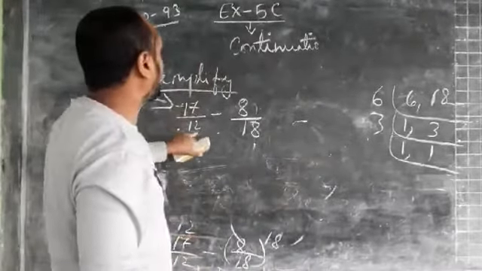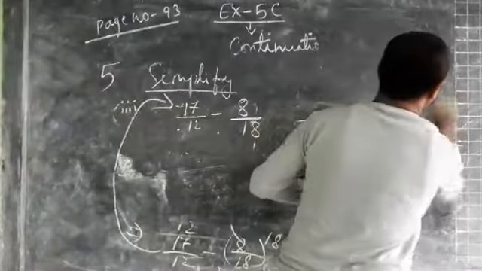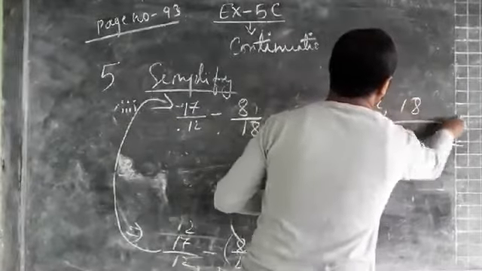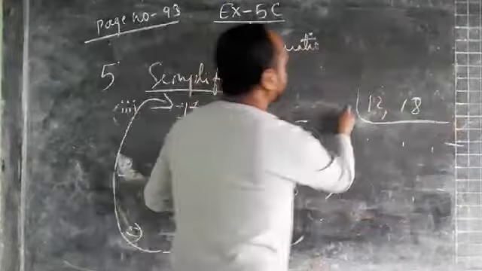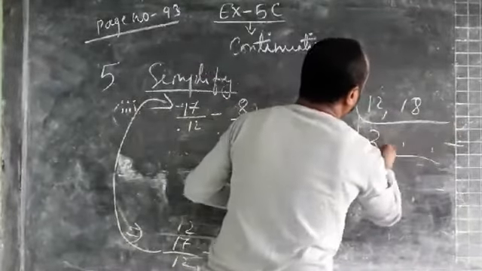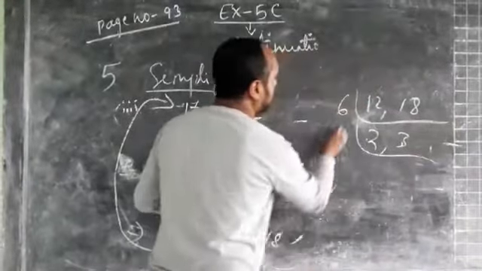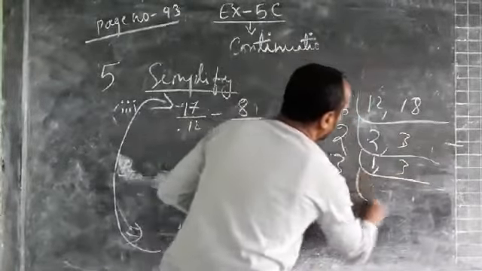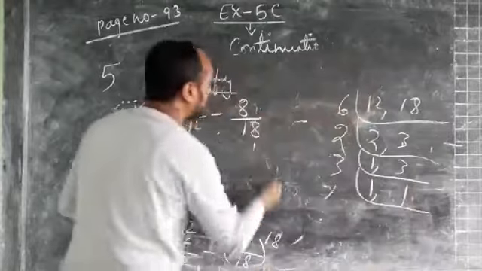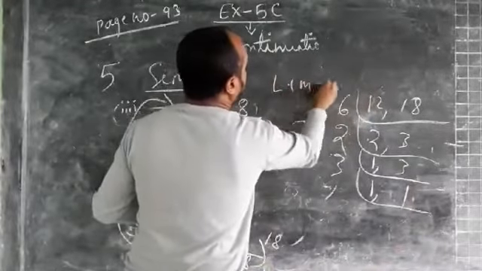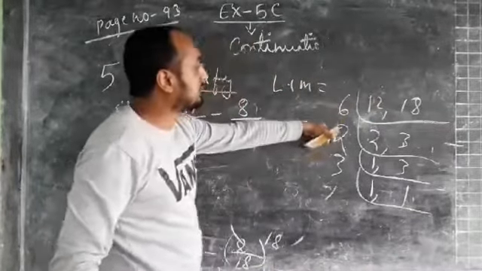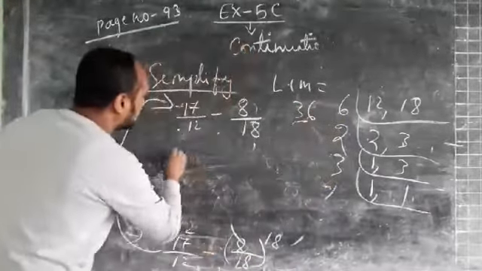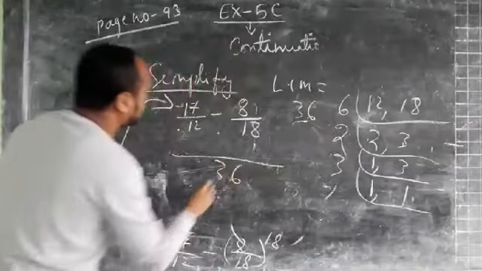So the next step again, we have to take the LCM of this 12 and 18. 12, 18. So it will go by 6. 6 2s are 12, 6 3s are 18. Now we can do it by 2, 2 1s are 2, again by 3 it will go. So LCM equals to 6 2s are 12, 12 3s are 36. So here LCM will be 36.